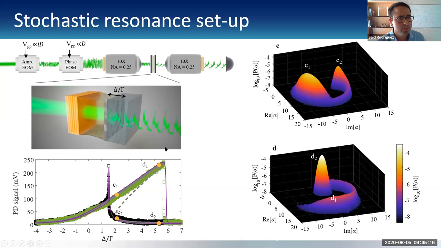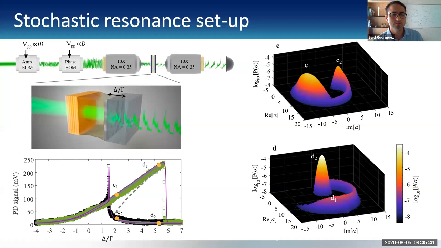But now I'm gonna show you the PDFs of the complex field alpha, right? Because in the previous slide, I showed you distributions for residence times. Now I'm gonna show you distributions for the complex field, which are related to the amplitude and the phase of the light in the cavity. So these are the two axes that you see here. And the vertical axis is the probability in log scale, right? This is basically a kind of histogram.